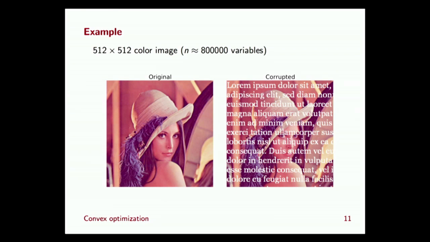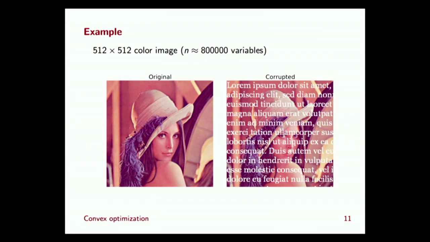So here we've taken the original one, and we've removed a bunch of the pixels. Everywhere where you see the white characters, we've just removed the pixels. It's just gone. And so your job now is to fill in the pixels that are missing, okay?